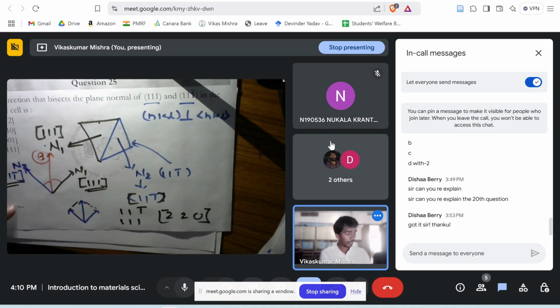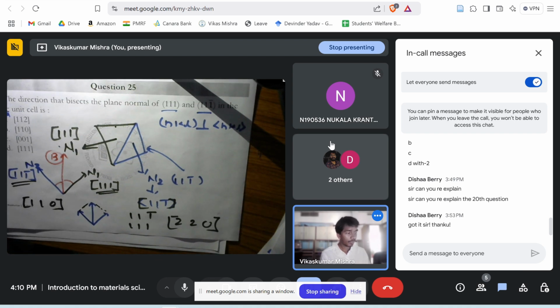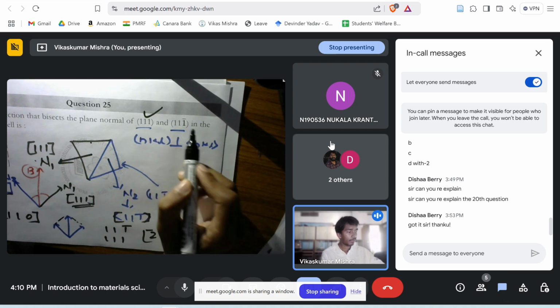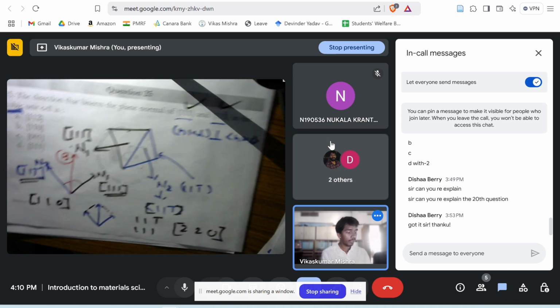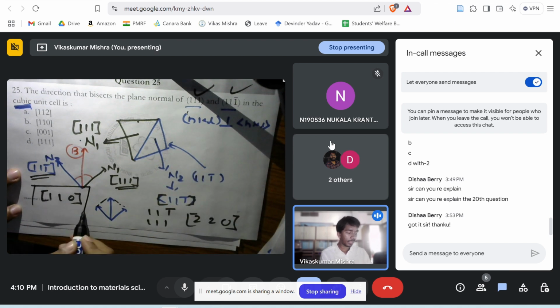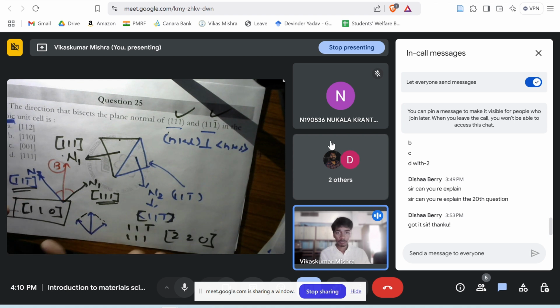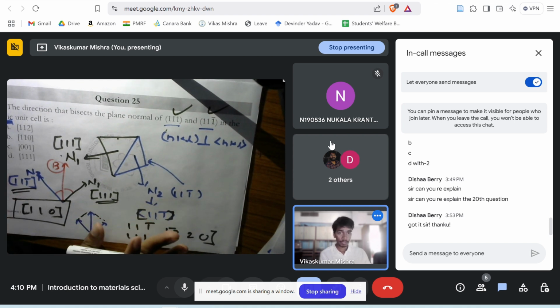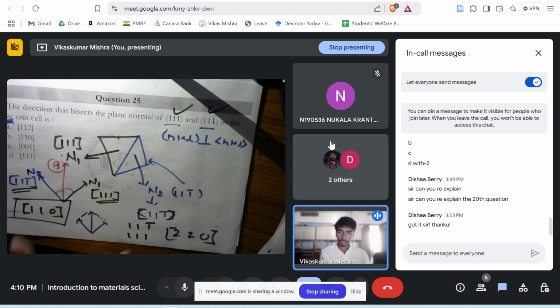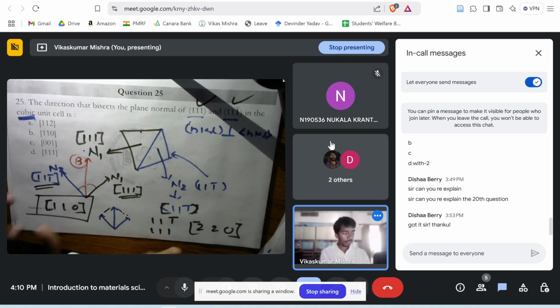We can simplify it further. The common factor is 2, so we can take it as 1, 1, 0. So for the planes 1, 1, 1 and 1, 1, 1 bar, the normals are getting bisected by this particular direction. If you try to visualize it geometrically, it will be very complicated to do, but give it a try, while if you do algebra, it's very easy.